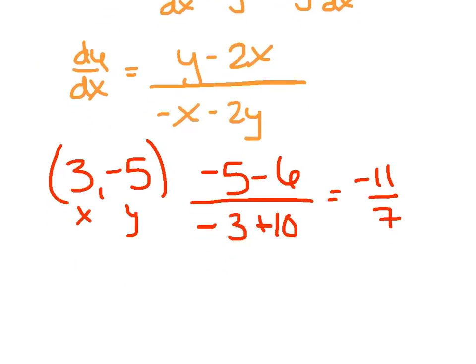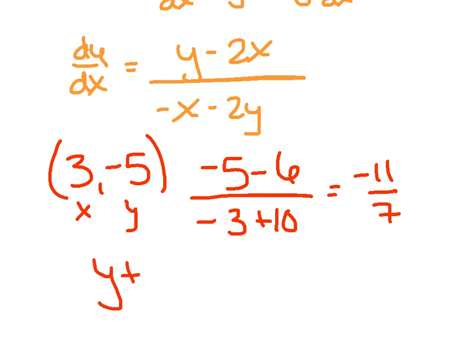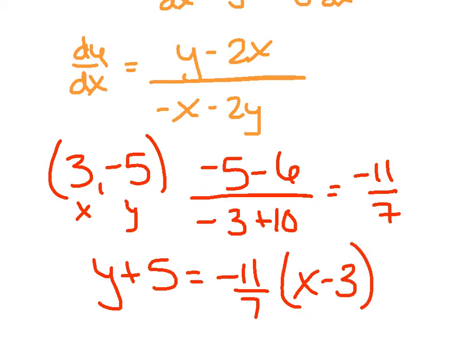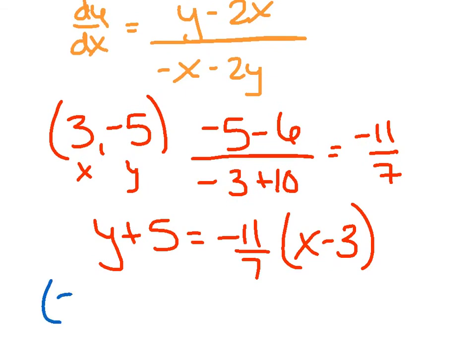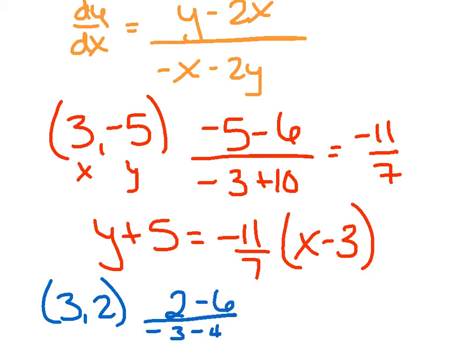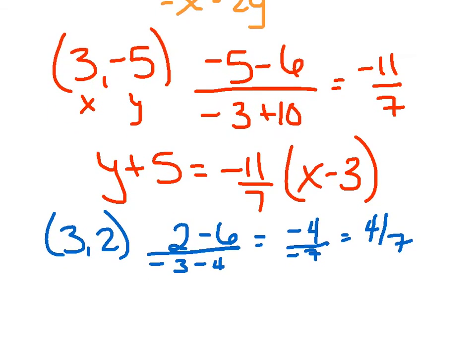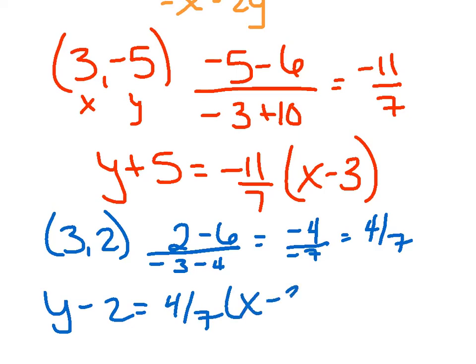So the equation for this first tangent line should be y plus 5 equals negative 11 sevenths times x minus 3. I'm going to do the exact same thing with my second point, which was 3, 2. I'm going to plug that into my slope. So that's 2 minus 6 all over negative 3 minus 4. Oh, does that give me negative 4 over negative 7 or 4 sevenths? And then a quick tangent line: y minus 2 equals 4 sevenths times x minus 3. And remember, don't waste your time cleaning it up. We're good to go there.